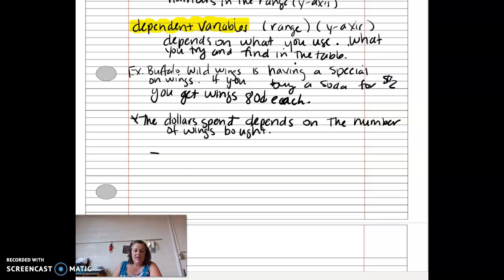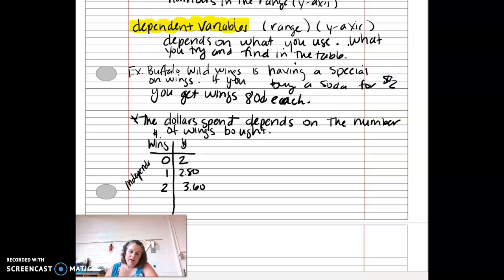Okay, so if I were to set up a table here, I can do what-ifs. What if I buy my wings, the number of wings, this will tell me how many dollars I have. So if I buy 0 wings, I still have to buy that $2 soda. If I buy 1 wing, it would be $2.80. 2 wings would be $3.60. I'm using the number of wings to find out how many dollars I spend. So if I'm using it, that's my independent. And what I'm trying to find is your dependent, what I'm trying to figure out, where my dollar amount was my dependent.